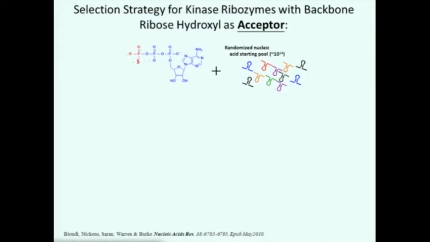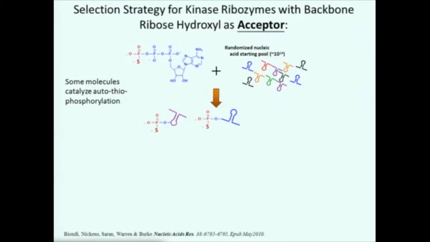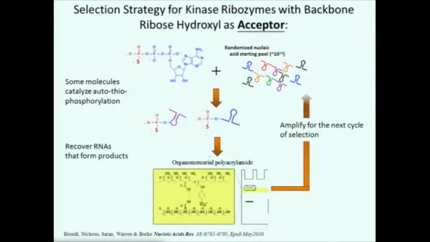We are actually selecting for RNA enzymes that can phosphorylate themselves. So they take the phosphate off of a phosphoryl donor and then transfer it onto themselves. That's what they would look like. And the way you can partition the active RNAs from the inactive RNAs is, if you notice carefully there, the phosphoryl donor actually has a sulfur instead of an oxygen on the gamma position of the triphosphate.